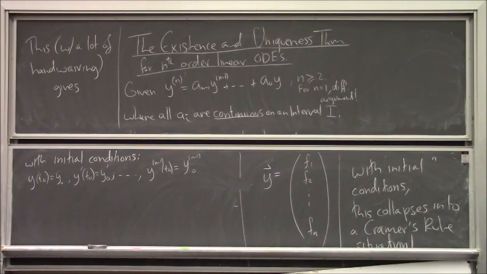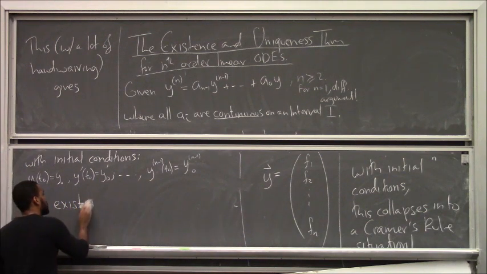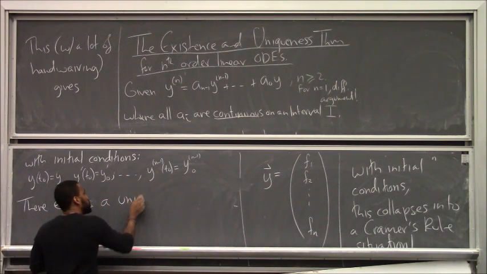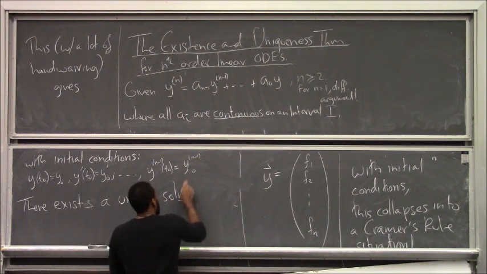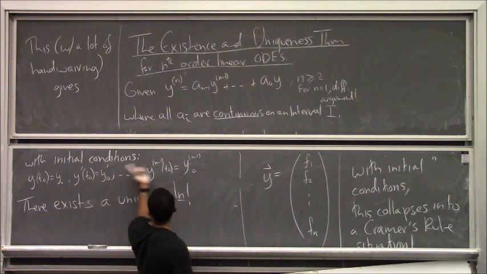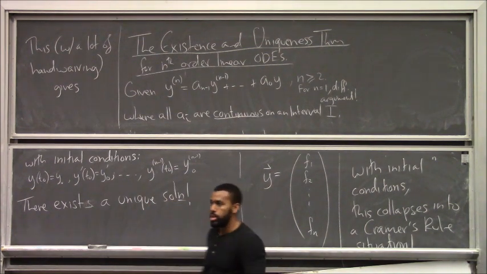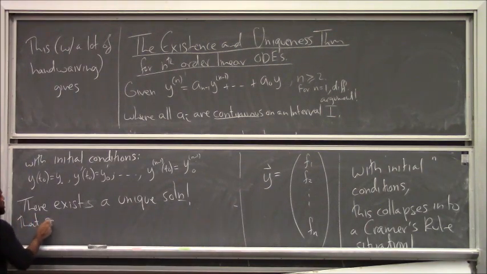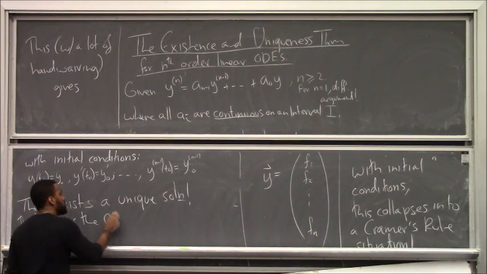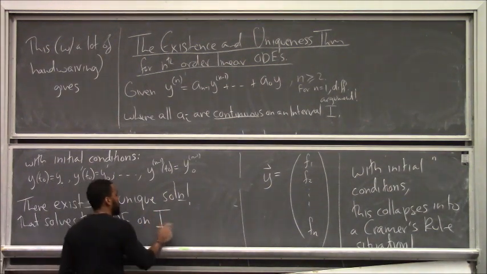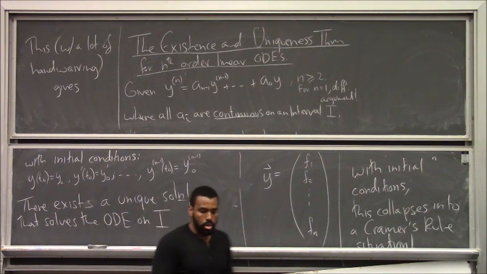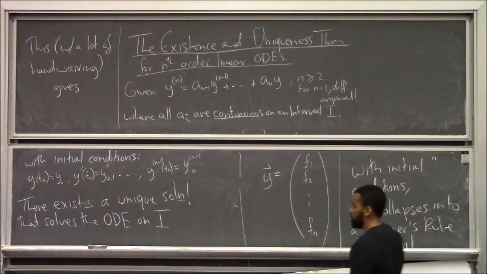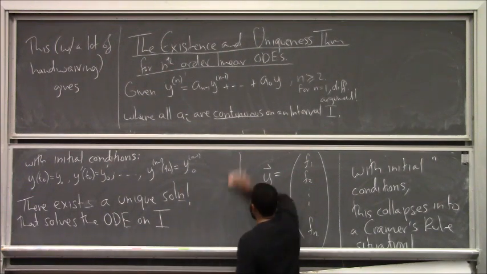So given continuous coefficients and initial conditions, there exists, that's the existence part, a unique solution. How would I find that solution? Well, plug these numbers into that vector. That's going to be the one coordinate that's going to solve it. That solves the ODE on I, and it will consist of n linearly independent functions, and it will be n times differentiable.